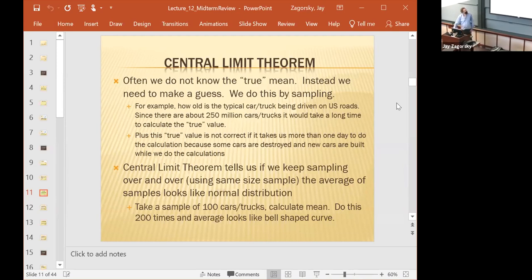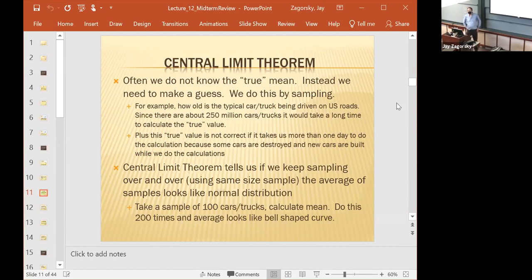When I wrote this exam, I was looking at the age of the typical car or truck being driven on US roads. Since there were about, I'm rounding here, 250,000 cars and trucks on the road, it takes a long time to calculate the true value, because we have to query basically 51 different registries of motor vehicles to find out which cars are on the road. By the time you do that, the data are outdated and your answer is wrong. So you can take a quick sample and come up with the true or a better value.